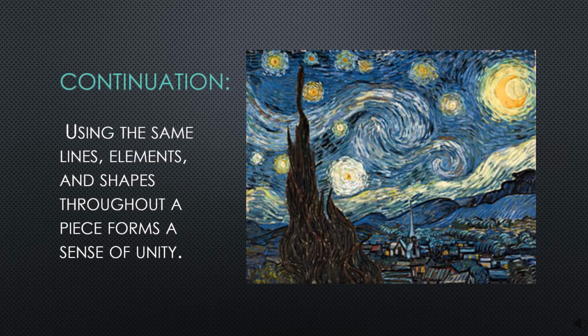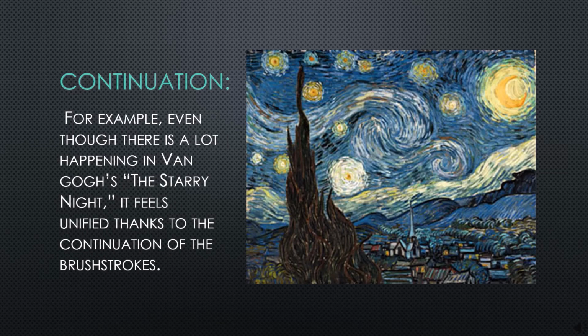The last way to create unity is through continuation. Using the same lines, elements, and shapes throughout a piece forms a sense of unity. For example, even though there is a lot happening in Van Gogh's The Starry Night, it feels unified thanks to the continuation of the brushstrokes.